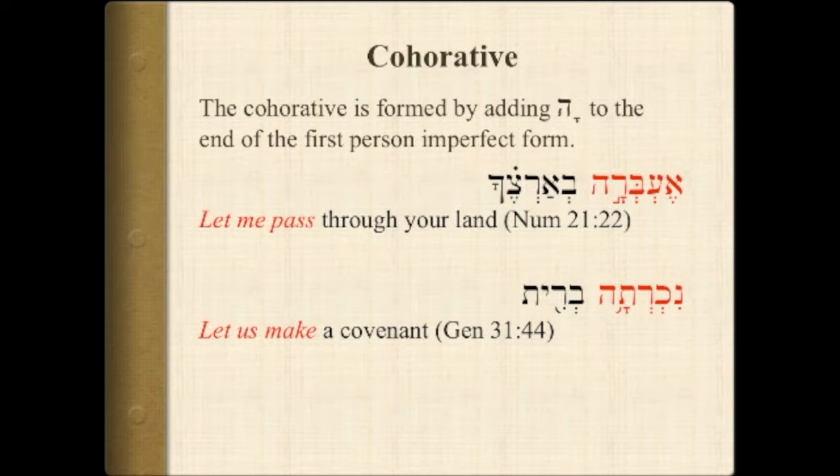The cohortative in Hebrew is formed by adding a qamets he to the end of the first person imperfect form. So here we have a first person imperfect and then the qamets he at the end. And that's a signal that this is most likely a cohortative. And so you would express it in translation with the word "may" or "let." In this case, "let me pass through your land." Or here again, "let us make a covenant."